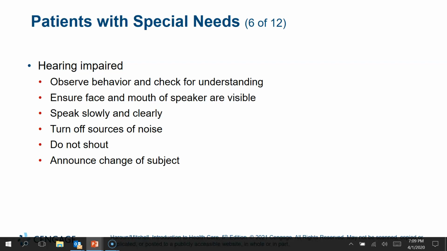If there's a lot of noise in the background, it actually can make hearing more difficult. Please don't shout. Shouting is not going to make a difference. If we're going to be changing what we're doing, maybe going from the vital signs to getting them ready for an exam, or let's say you're a phlebotomist and you're identifying the patient and now you're going to go to stick them, you just need to let them know what you're doing.